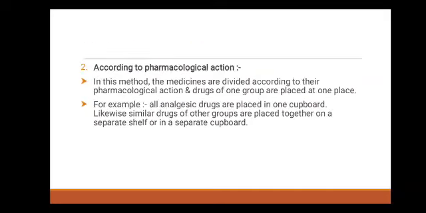Second, according to pharmacological action. In this method, the medicines are divided according to their pharmacological action and drugs of one group are placed at one place. For example, all analgesic drugs are placed in one cupboard. Likewise, similar drugs of other groups are placed together on a separate shelf or in a separate cupboard.